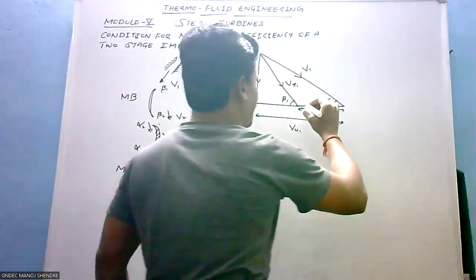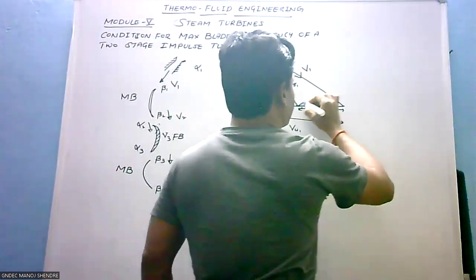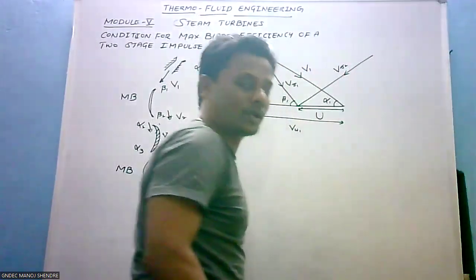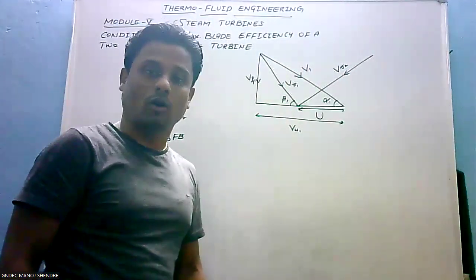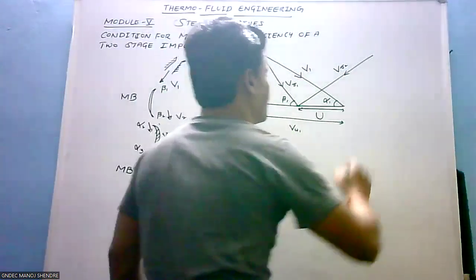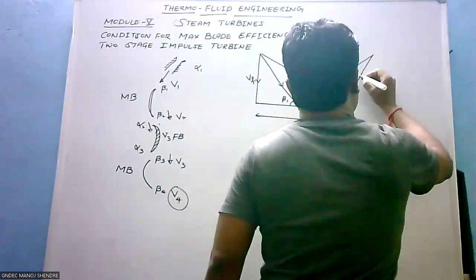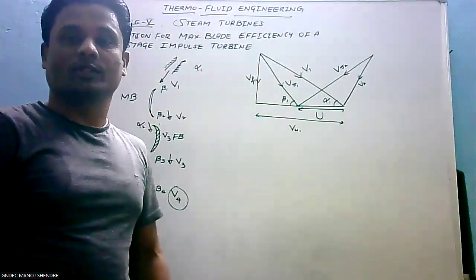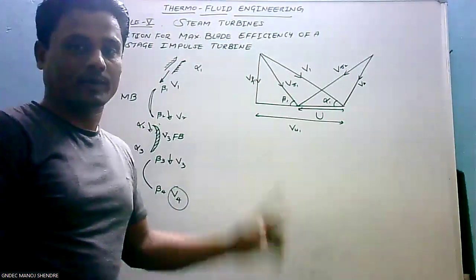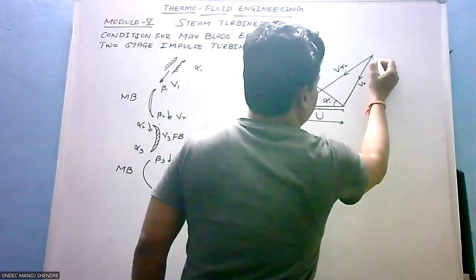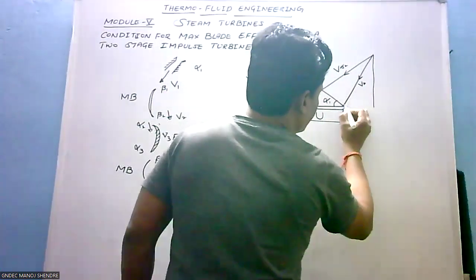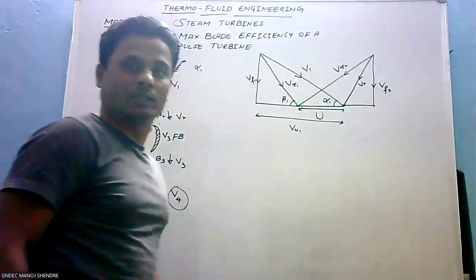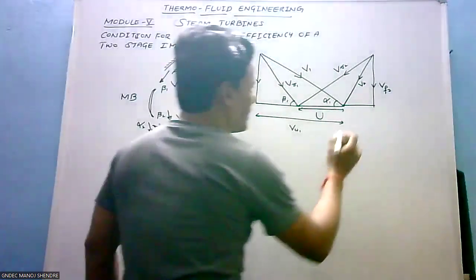Now how to draw the outlet velocity triangle? Start from here. This will be VR2, the relative velocity component at the outlet of the first set of moving blades. And this will be the absolute velocity of steam at the exit of the first set of moving blades. The vertical component is VF2, the flow velocity component at the outlet. And mark the angles.